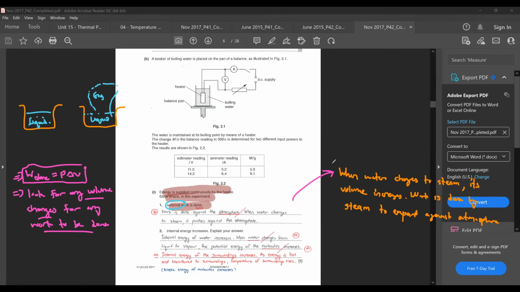This one is kind of similar to what we've just done before. When water changes to steam, its volume increases. So work is done by steam to expand against the atmosphere. All right. The one that the marking scheme wrote was this one, where they tell you that when water changes to steam, it pushes against the atmosphere. So work is done against the atmosphere.